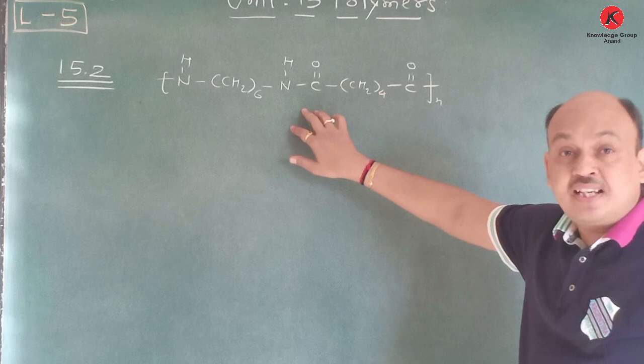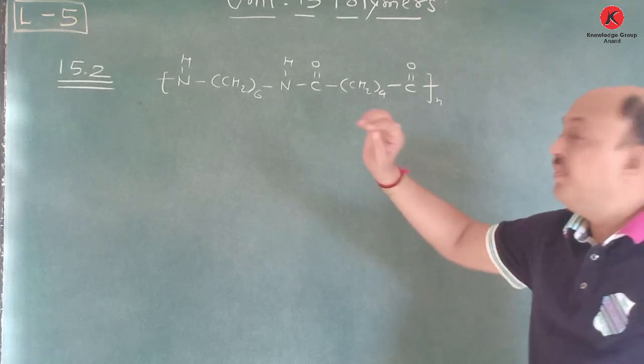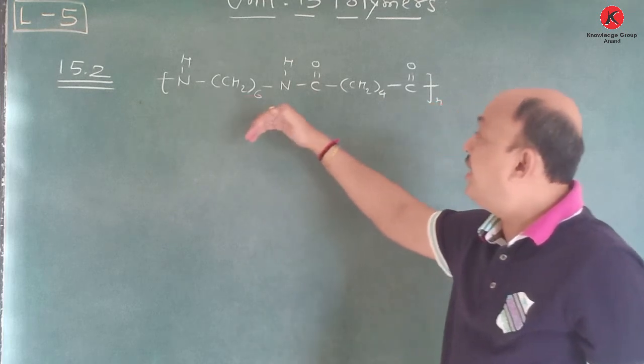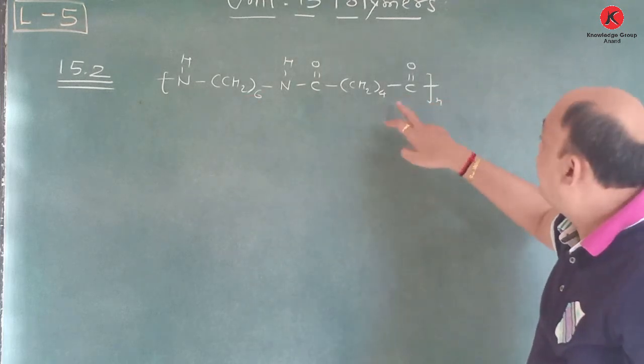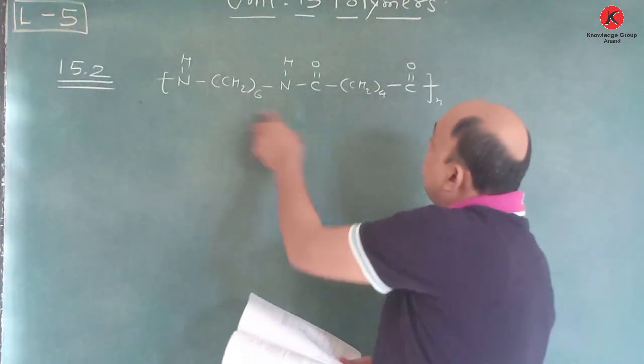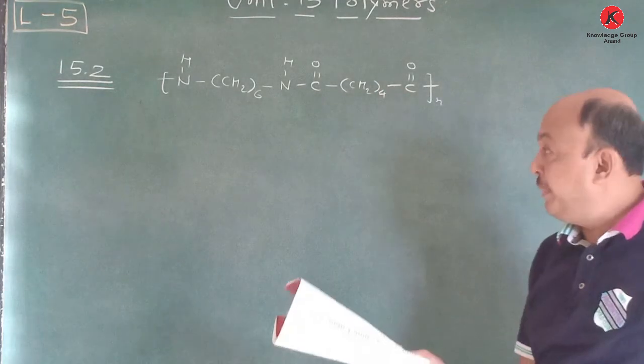So here two monomers are there. That's why we can say that it is condensation polymerization. Understand this one? You already learned in your earlier lecture. So we can say that the monomers are, first is hexamethylene diamine and second is adipic acid.